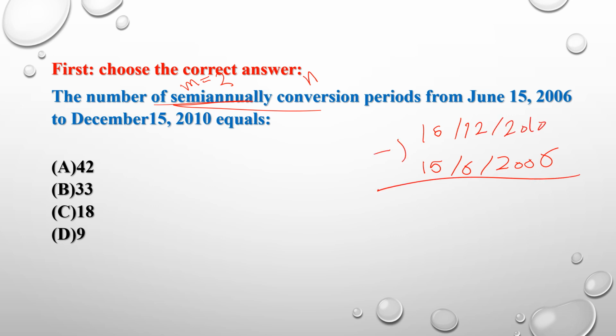So the difference between these two dates equals 4 years and 6 months. And N will equal 4 times 2, which is M, as it's converted twice a year or semi-annually. So this is 8 plus 1, and 1 is the 6 months here because each 6 months represents a conversion period. So all equals 9, and the correct answer is D.